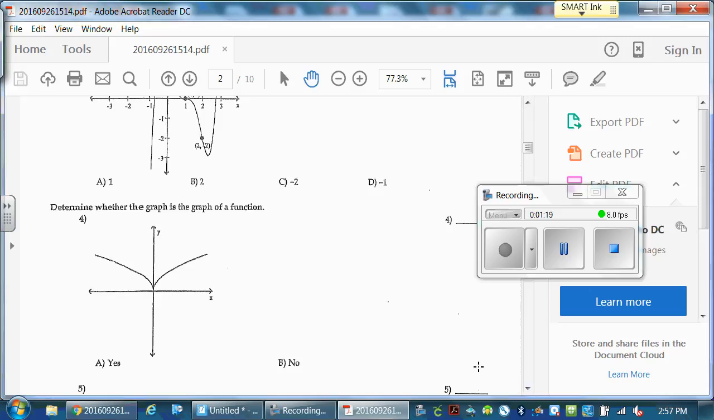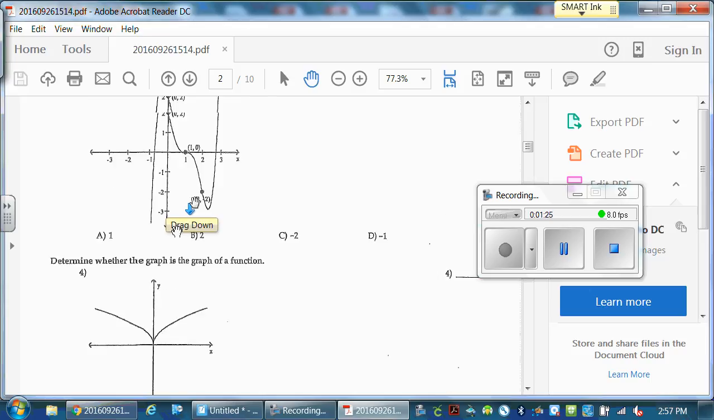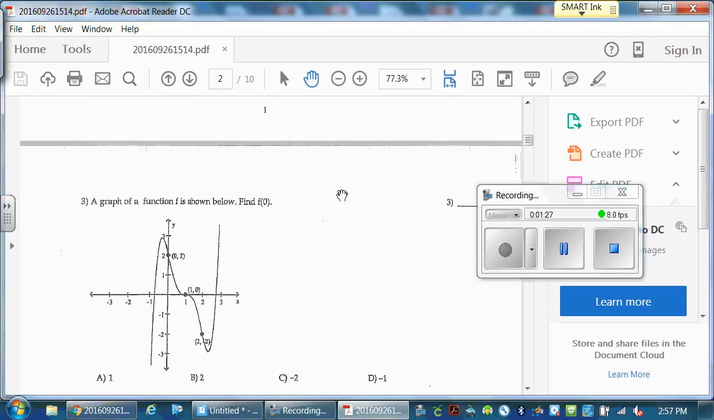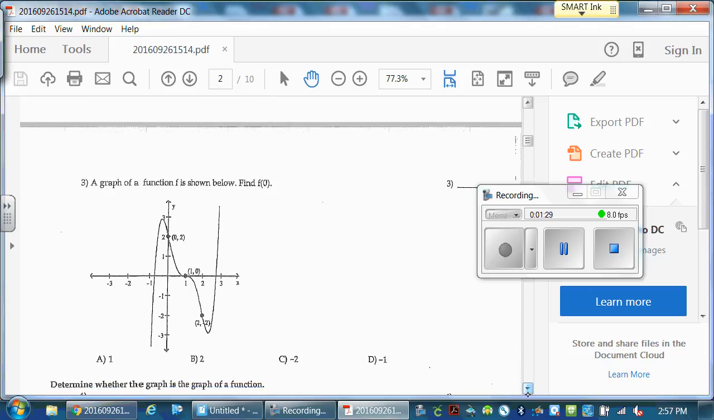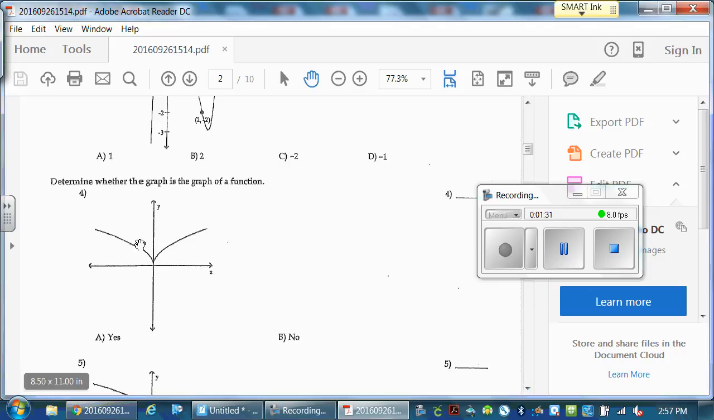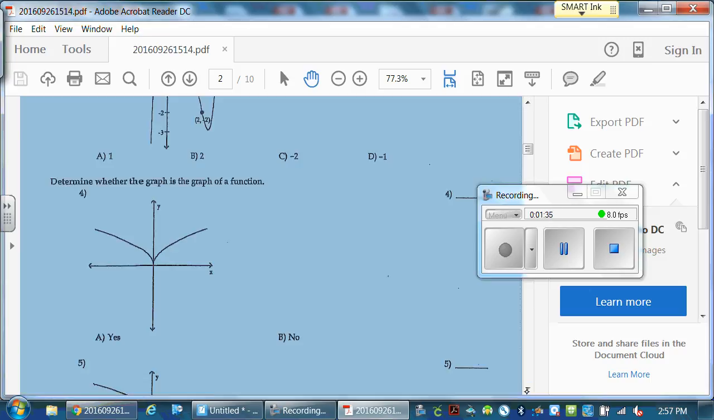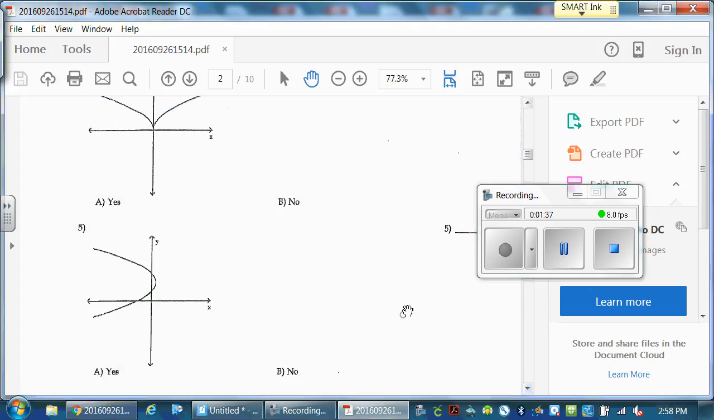Determine whether the graph is a function or not. On these, you're looking for a vertical line test. Like, would a vertical line cross it more than once? And I don't know why that went down like that. But in number 4, this is the graph of a function. So my answer would be yes. A vertical line would not cross it more than once. Number 5 is not a function, because a vertical line going right down through here would hit this function twice. If you look where this hand is going, it would hit it 2 times, so that's no for number 5.